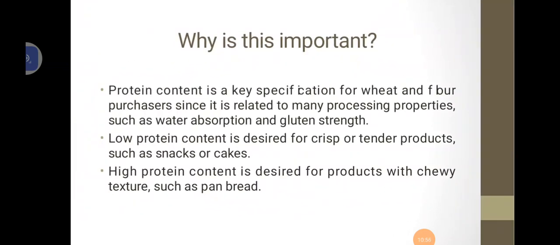Why is this important? Protein content is a key specification for wheat and flour purchase, since it is related to many processing properties such as water absorption and gluten strength. Low protein content is desired for crumbly or tender products such as snacks or cake. High protein content is desired for products with a chewy texture such as pan bread.